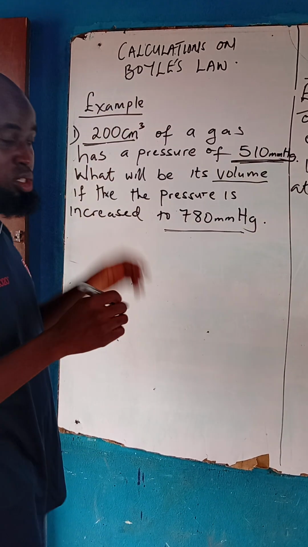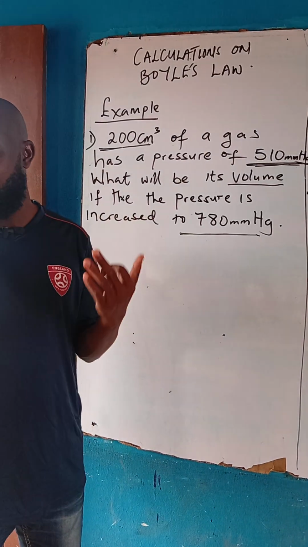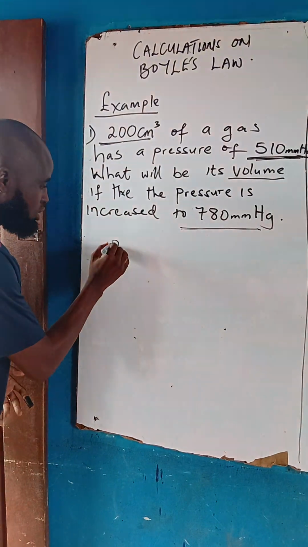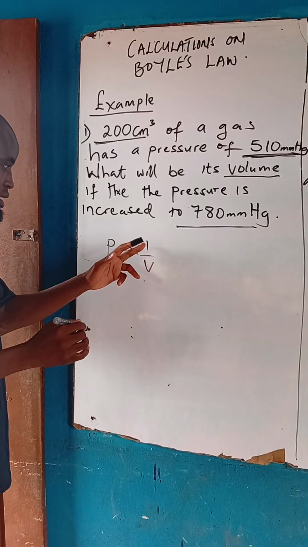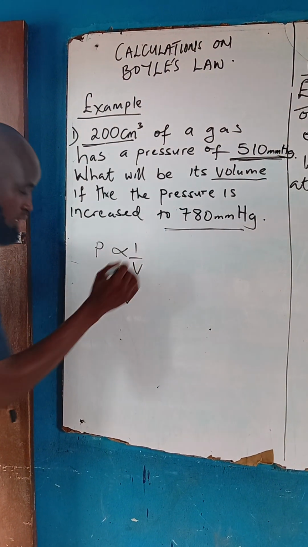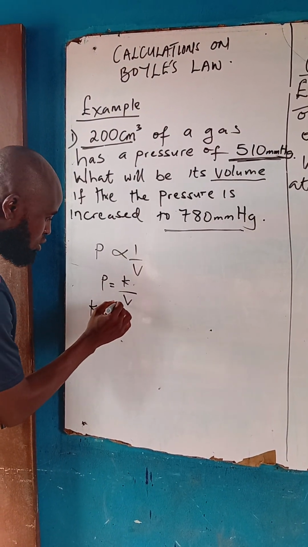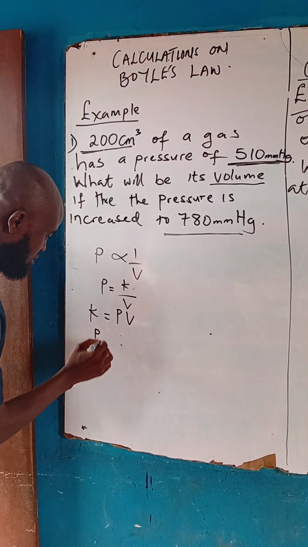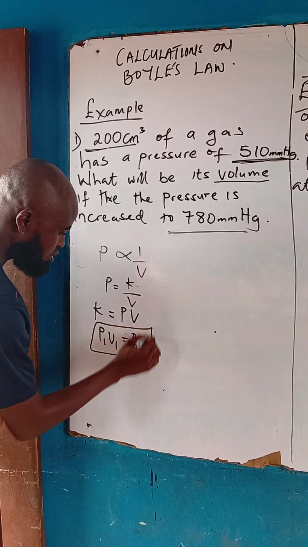Let me first start from what Boyle's law itself is. You say that the pressure of a given mass of gas is inversely proportional to the volume. That is, P is inversely proportional to V. Represent this by K. P equals K over V. Then make K the subject of the formula: K equals PV. Then P1 V1 equals P2 V2.